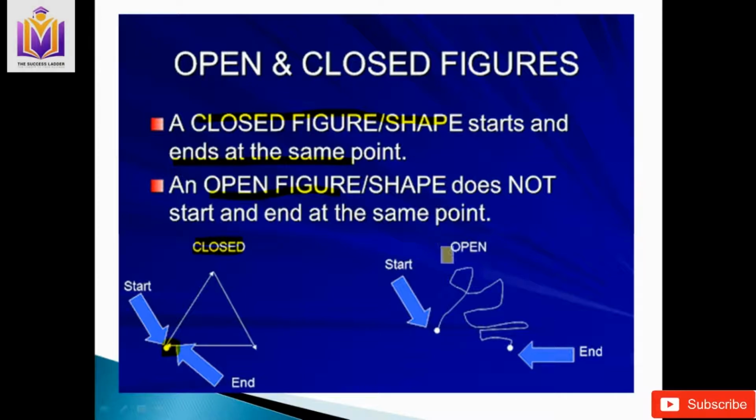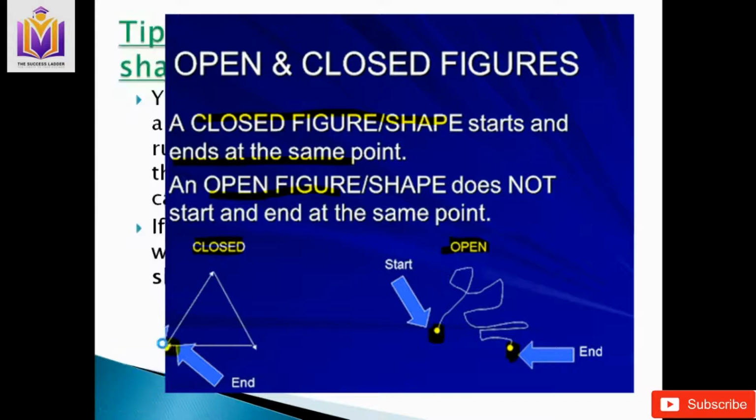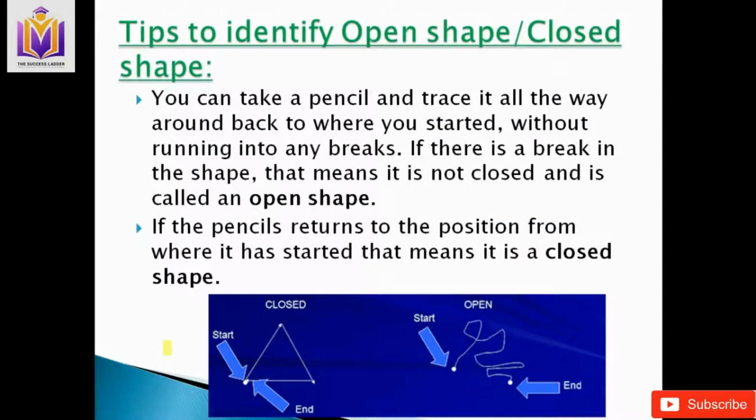On the other hand, the open figure or the open shape does not start and end at the same point. For example, see, this is the second example. This line starts from this point. This is the starting point, but it ends at a different point. So here the start and the end position are not the same. They both are different. So that is called the open figure, and the other one that has the start and end point both the same is called a closed figure.